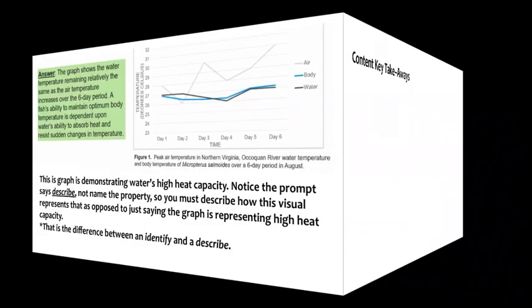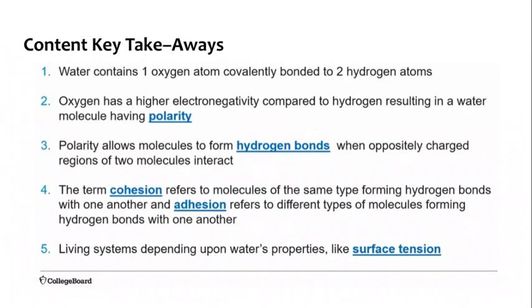All right, well done. And then finally, just some content takeaways. Water has one oxygen that's covalently bonded to 2 hydrogen atoms. Oxygen has a higher electronegativity, resulting in unequal sharing, so that you have polarity. You've got areas of negative charge on the water molecule versus positive charge. This polarity allows water molecules to form hydrogen bonds with other water molecules. Cohesion refers to molecules of the same type forming hydrogen bonds with each other. Adhesion is when it sticks to other stuff because of those bonds. And then finally, living systems depend on water's properties like surface tension. Excellent.